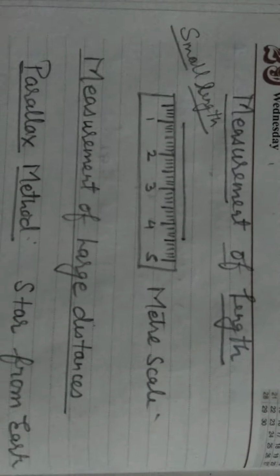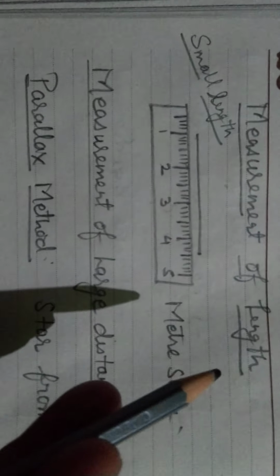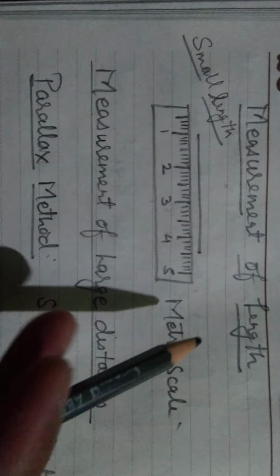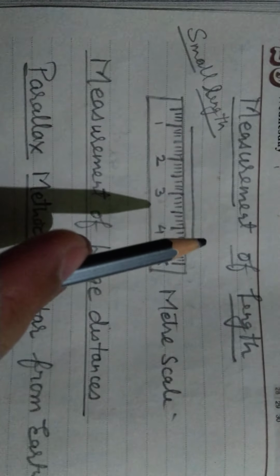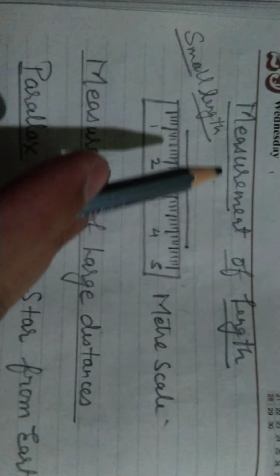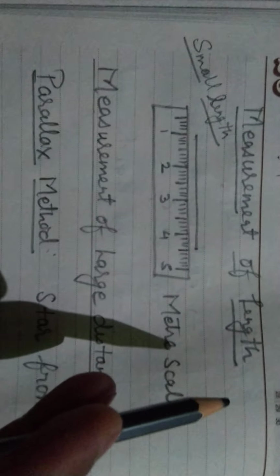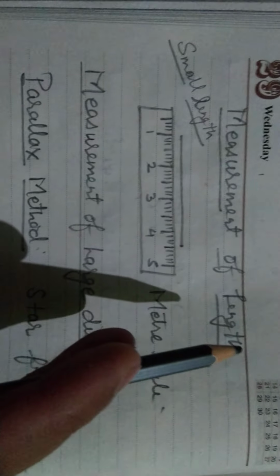Now we will study a new topic, that is measurement of length. After the international system of units, we will move into measurement. We have understood units, now we are moving into measurement. This chapter is units and measurements. So now we will cover the measurement part. Suppose we are doing measurement of length. This is the first topic in measurement.